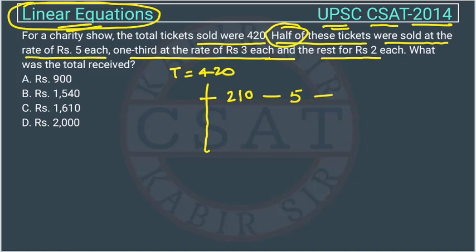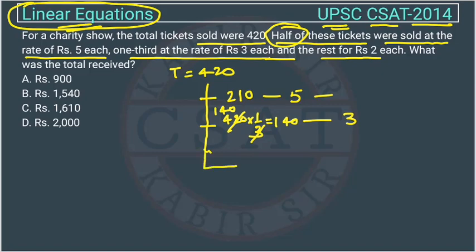Now second, 1/3 at the rate of 3 rupees, so 1/3 of 420. So how will we calculate? From 3 we can cut this how many times? 3 1 3, 3 4 are 12 and 0. So 140 tickets are sold at the rate of rupee 3 each, right?